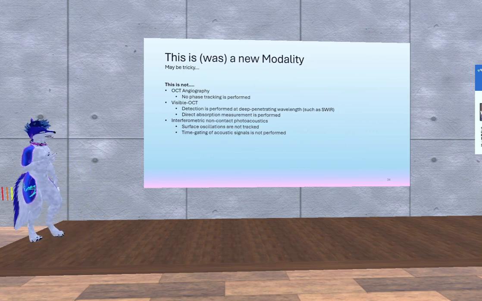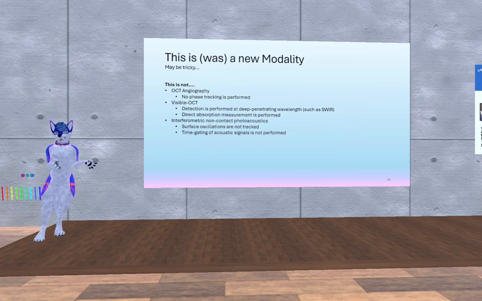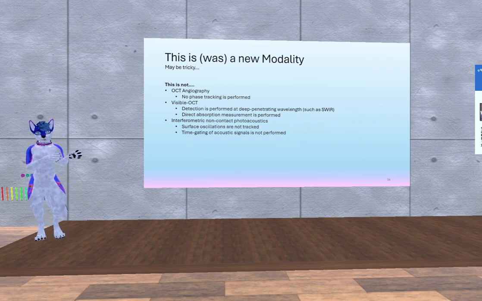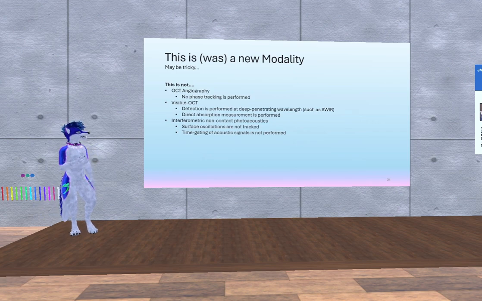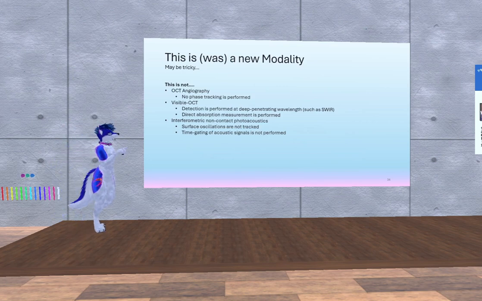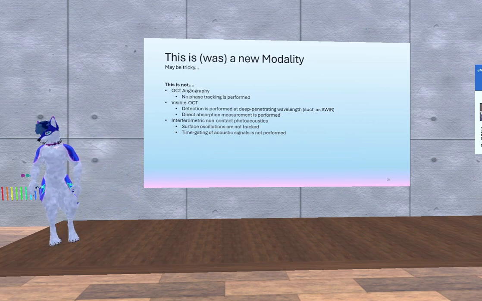Okay, so this was actually when we proposed it. This is a brand new modality, right? If you're doing any kind of device research, it's one thing if you're looking at new phenomena, or trying to measure something new about properties. But if you're actually trying to make an argument to the scientific community that you're doing a new process, you have to sort of prove that you're not other things that already exist. So we're not OCT angiography. We're not utilizing phase-based tracking. This isn't visible OCT, which also can kind of get absorption, but you have to do a lot of modeling and assumptions for that. It's using an interferometer, but it's not this specific blend of interferometric photoacoustics, right? It's a very distinct thing.